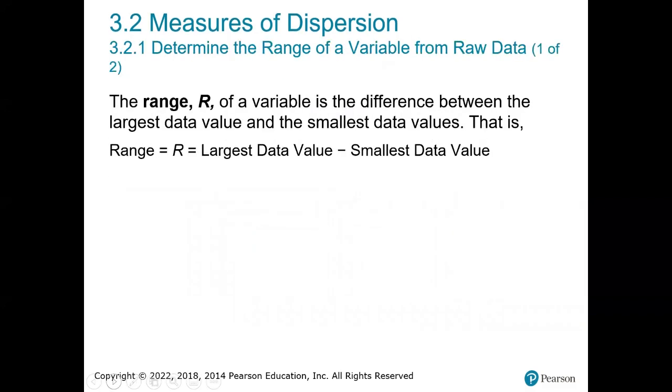The first measure of dispersion that we are going to talk about here is the range. It's really easy to calculate. All we're going to do is take the largest value that we have and subtract the smallest value that we have.